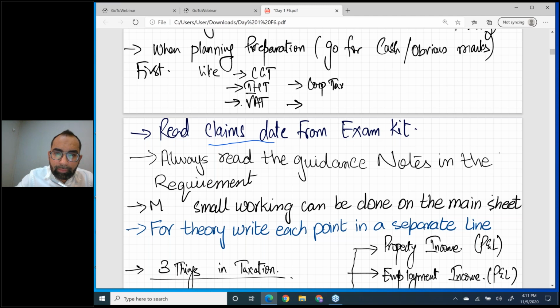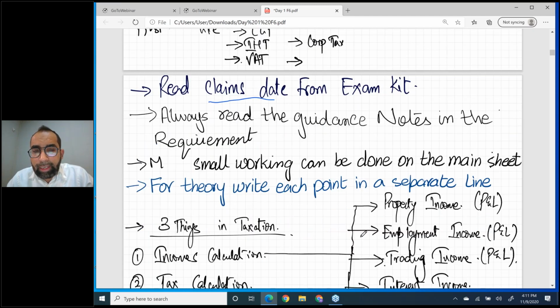Now then, these wordings, the last 3 lines, are from the examiner report. Always read the guidance notes in the requirement. Hold and think over it. You know, in the last 40 marks, sometimes you have to do a journey from accounting net profit to tax adjusted trading profit.